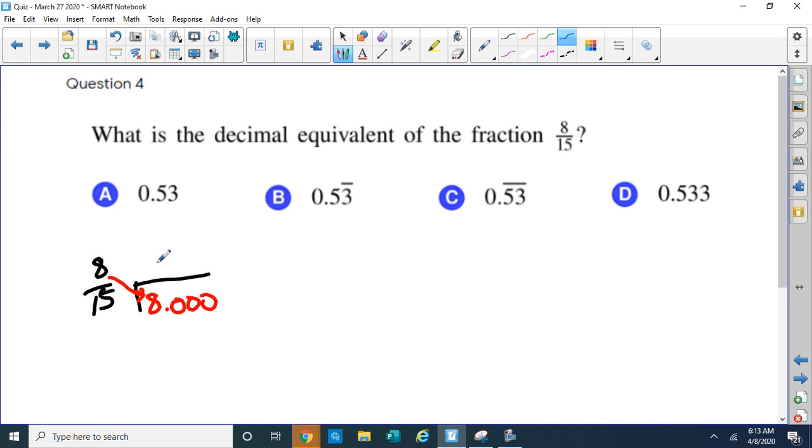15 goes into 8 0 times. Put a decimal point there. 15 goes into 80. Let's see, 6 times. No, I believe 5 times. And I'll notice up here because they all have 5. So I think 6 times 5, I think that's 90.